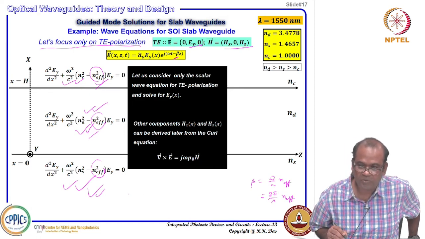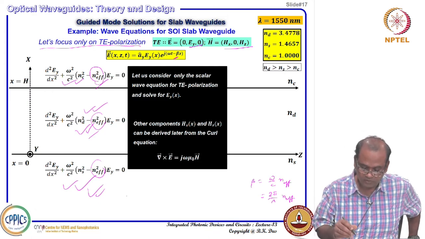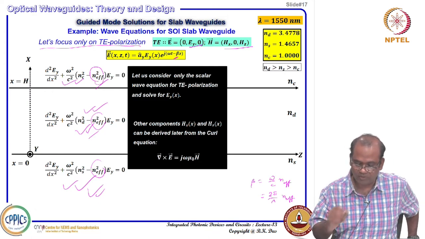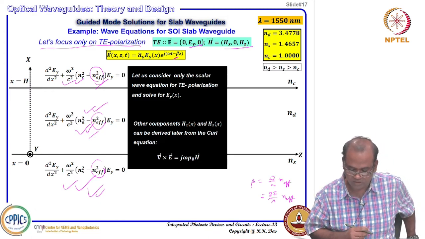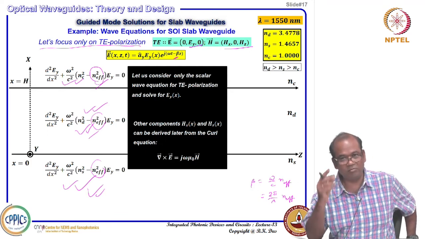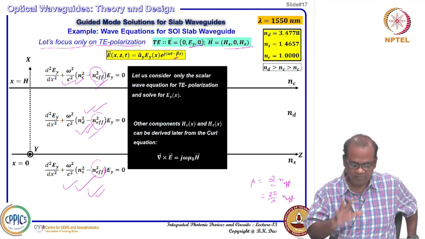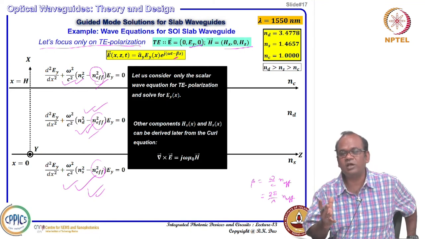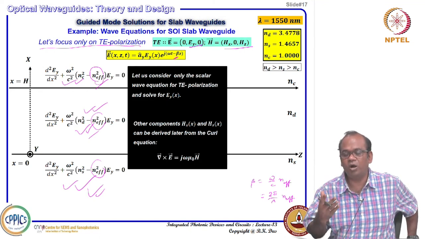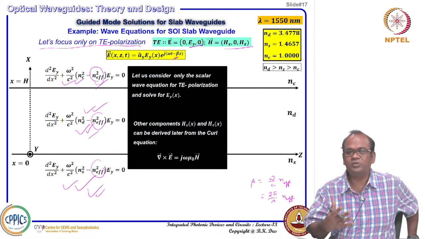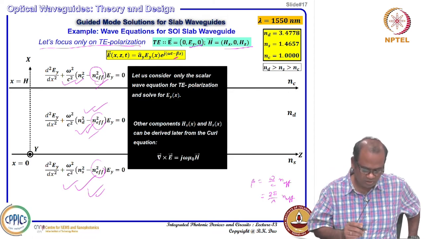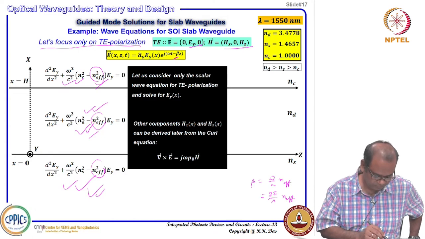That means 2 pi by lambda times n effective is the propagation constant. If it is propagating as a mode, that n effective I have just considered in terms of beta. Though it is unknown, we need to solve for it. You should keep in mind what type of n effective solutions I will be getting. For example, in the ray optics model, we tried to solve for theta, and then from theta we solved for n effective and then beta, and so on.